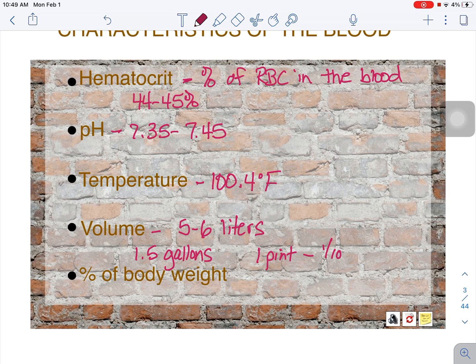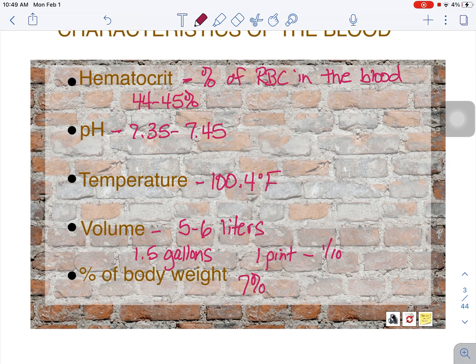This is why I tell you, during track season, they usually have a blood drive in March. Don't give blood the week of a track meet because you're going to feel it. You're going to notice a difference. You're not going to be able to carry as much oxygen, and we need oxygen to work those muscles. So it's going to take a while, like a week to get back, sometimes. And then the percent of body weight is about 7%.